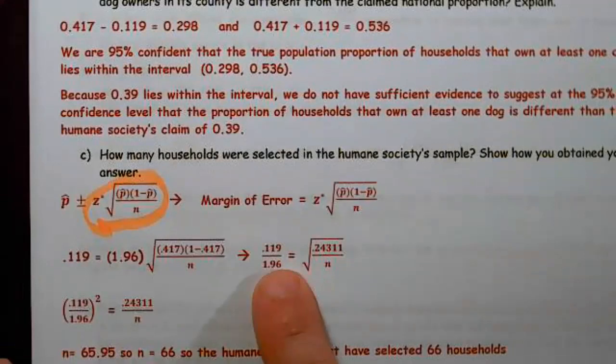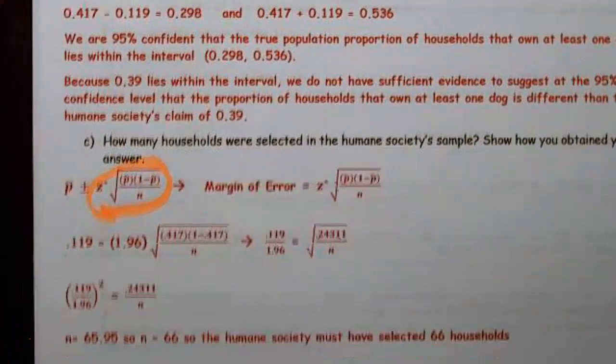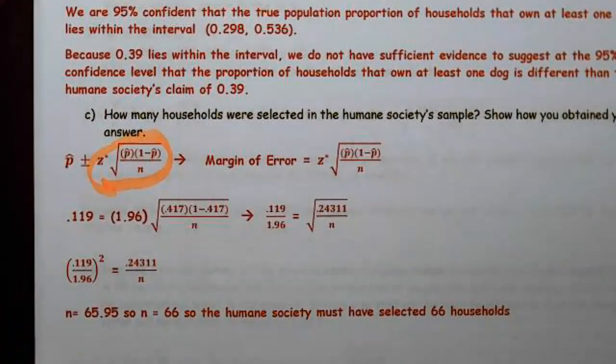I divided both sides by 1.96. I squared it so that the radical came off. I divided, and I ended up getting 65.95. So n equals 66, so the Humane Society must have selected 66 households.